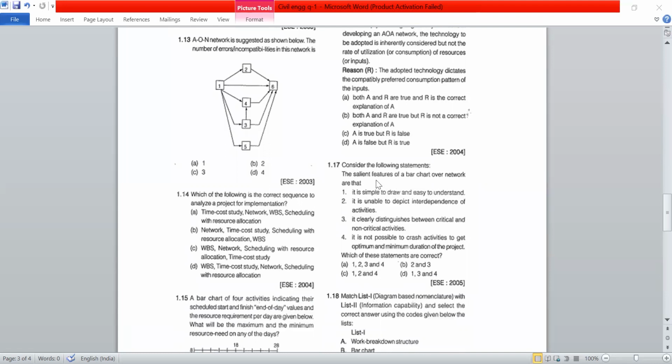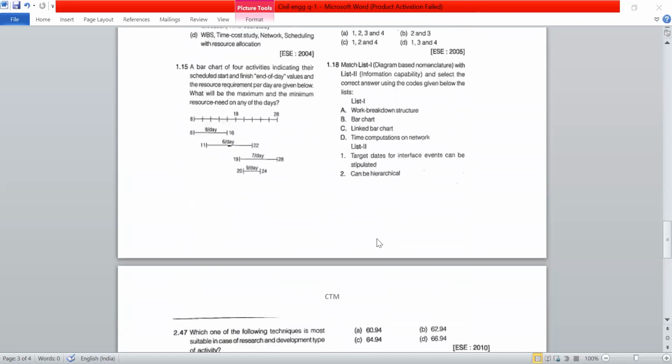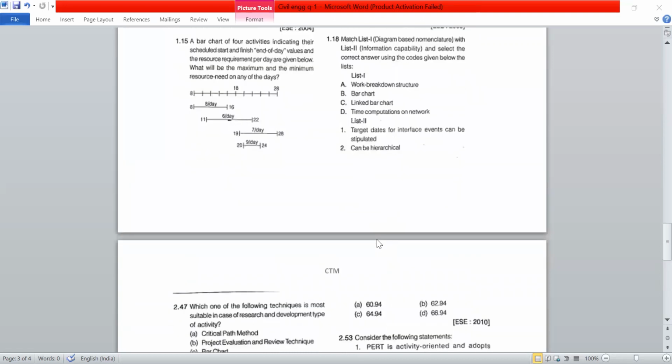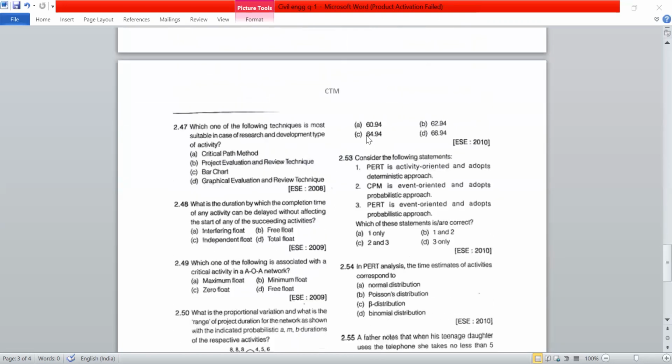Consider the following statements. So which of these statements are correct? So 1, 2, and 4 statements are correct. Match list 1 and 2. Oh, there's some data missing in this. We'll go to the next question.